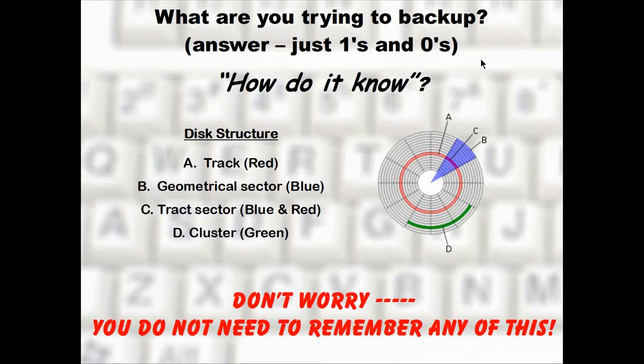So what are you trying to back up? And the answer is just ones and zeros. And like a thermos bottle, how do it know? And there's all kinds of things to do with this structure and geometrical sectors and track sectors and clusters, and you don't need to worry about any of that. You don't have to think about it, know about it. It's not part of this presentation. But the reality is that's what we're backing up, the ones and zeros that are stored on your computer, on a hard disk.